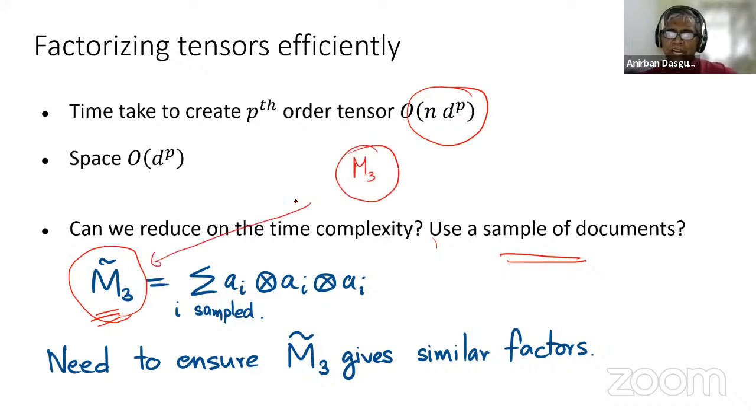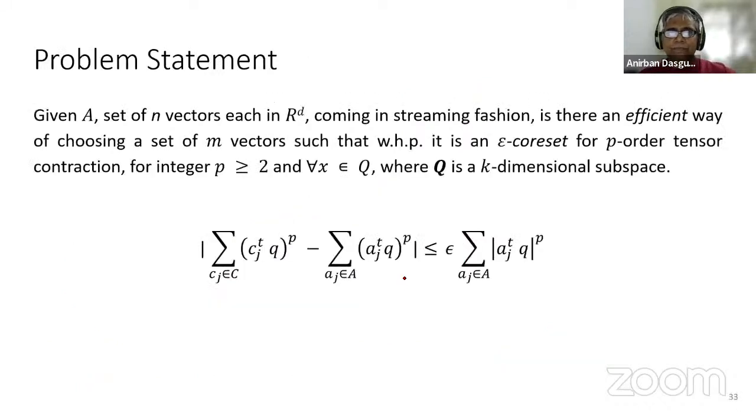How do I guarantee this, right? So the way to guarantee this is the following. We will say that suppose we have a set of n vectors. Think about this as the documents. Each of these are d-dimensional and are coming in a streaming fashion. And I want to say, can I choose a set of m vectors out of it? We don't want to choose all the vectors, I choose only m vectors out of it.